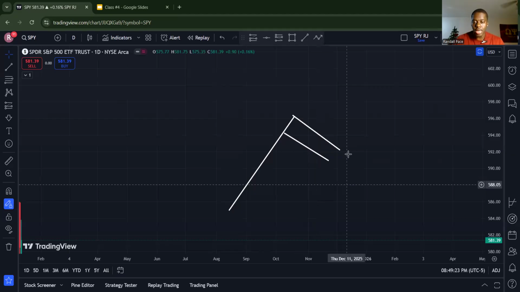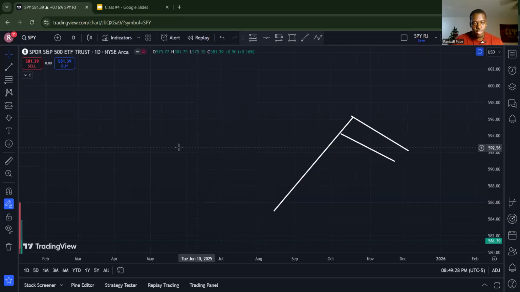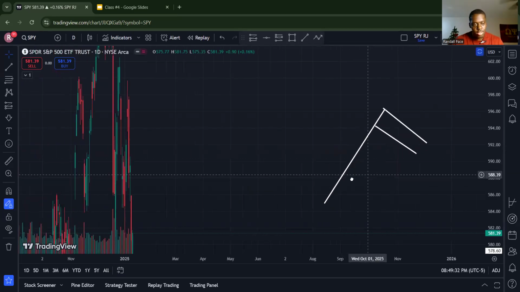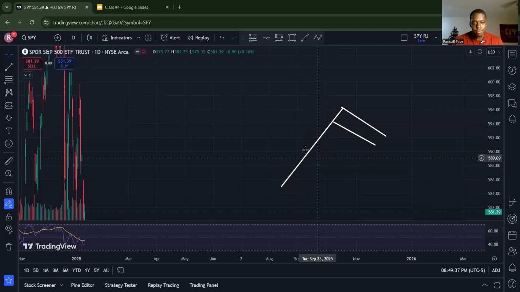From these bull flag patterns, I'll save the entries on these. We'll just talk about the patterns themselves. We'll talk about entries on another class. So that's the bull flag pattern.